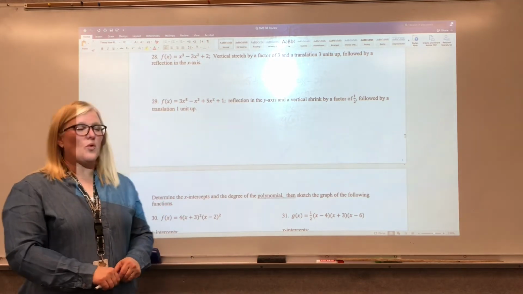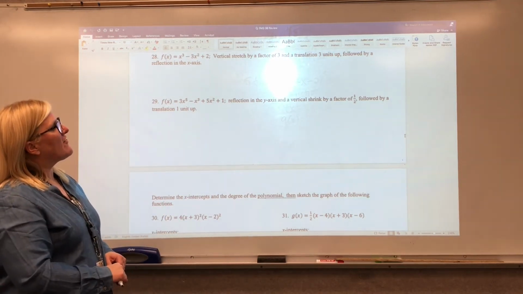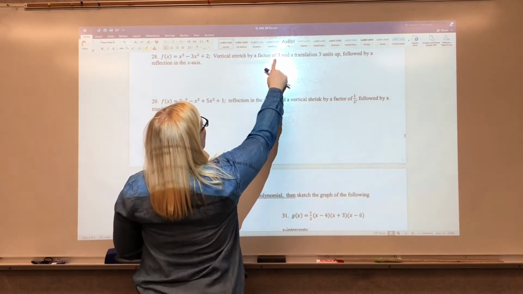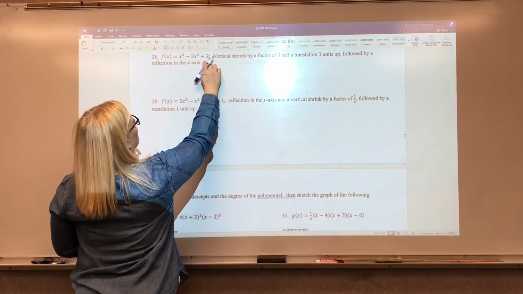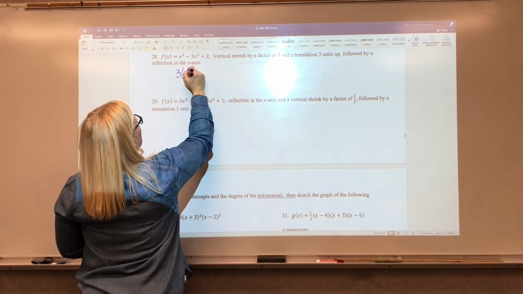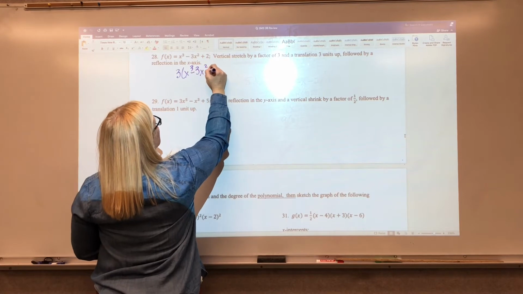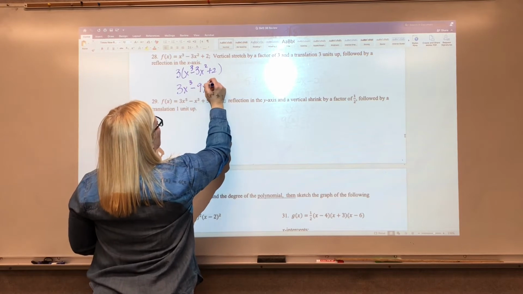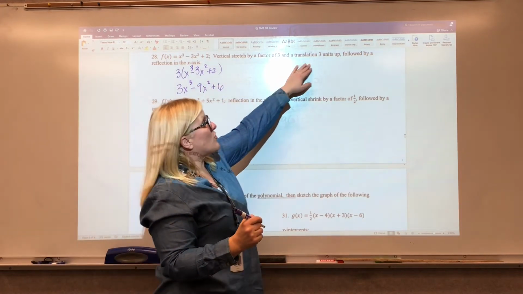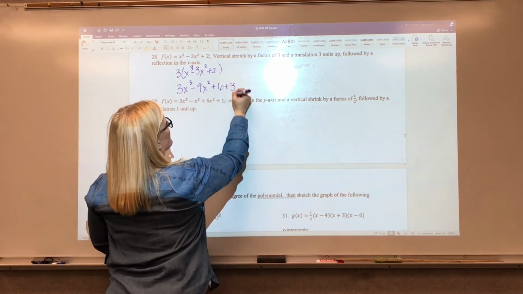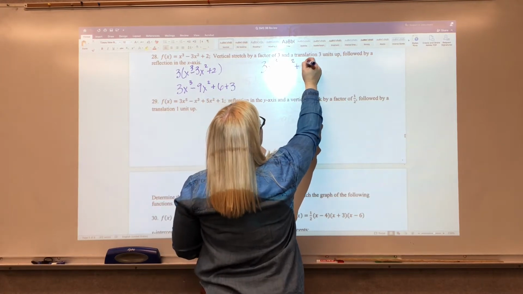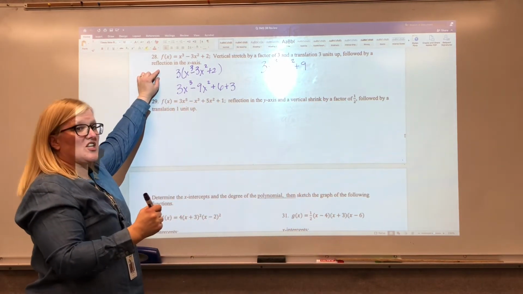Okay, so number 28. Vertical stretch by a factor of 3 and a translation 3 units up, and then followed by a reflection in the x-axis. So my vertical stretch by a factor of 3, that means I multiplied the whole thing by 3. So 3 times x cubed minus 3x squared plus 2 gives me 3x cubed minus 9x squared plus 6, and a translation 3 units up, plus 3. So total I have 3x cubed minus 9x squared plus 9, followed by a reflection in the x-axis.